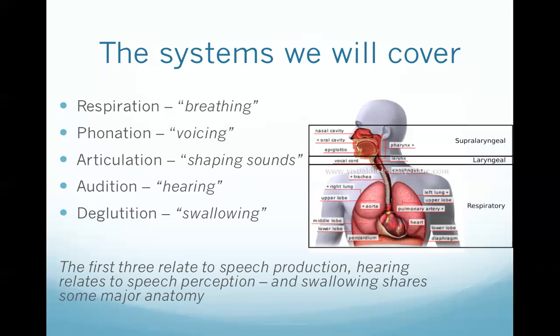Now, once speech comes out, our listener has to hear it. So we have the system of audition, or the auditory system, and that is the system associated with hearing, and we'll cover a bit about that. Your section may or may not also cover the system of deglutition, which is known as swallowing. And the reason why we may cover swallowing is that it shares the same anatomy, and so it makes most sense to put it in this course. Now, the first three systems, as I said, relate to speech production: the respiratory system, the phonatory system, and the articulatory system. They relate to speech production, and the hearing relates to speech perception.